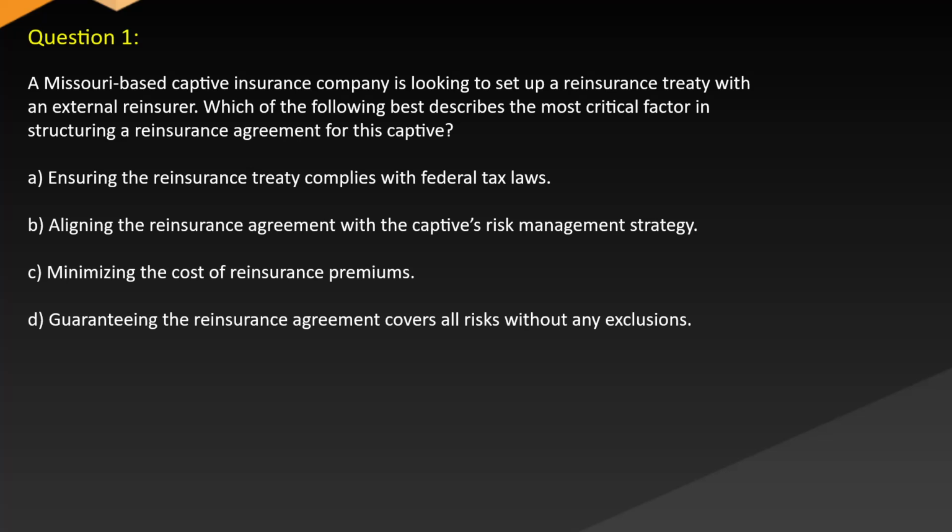A. Ensuring the reinsurance treaty complies with federal tax laws. B. Aligning the reinsurance agreement with the captive's risk management strategy. C. Minimizing the cost of reinsurance premiums. D. Guaranteeing the reinsurance agreement covers all risks without any exclusions.